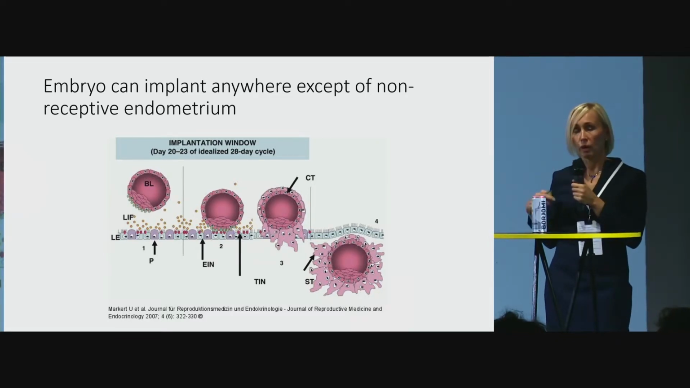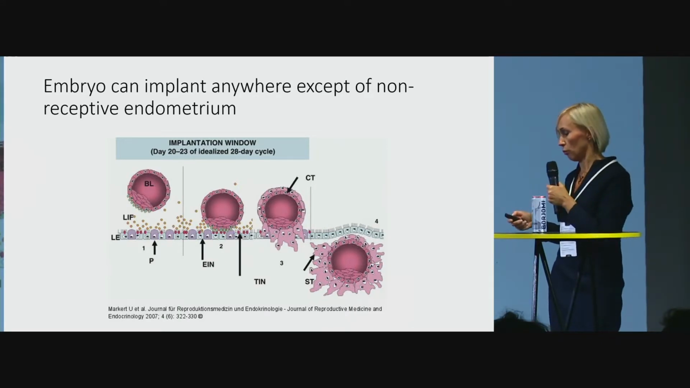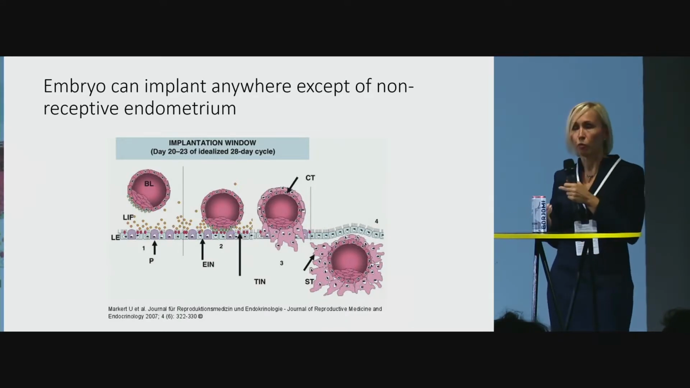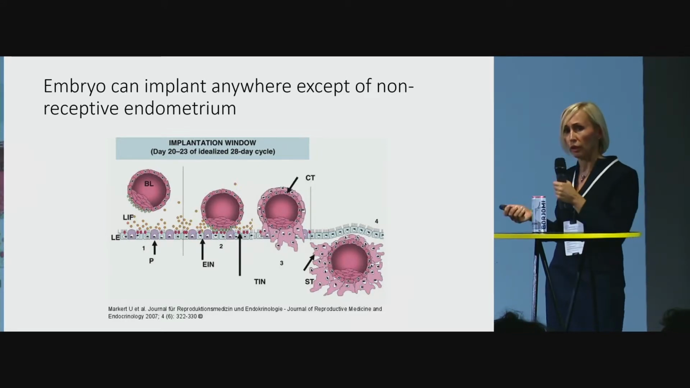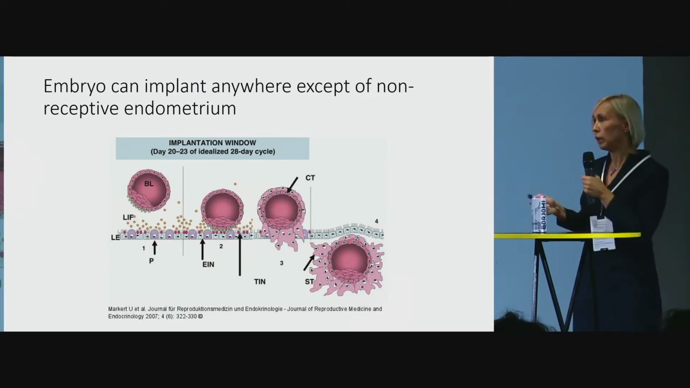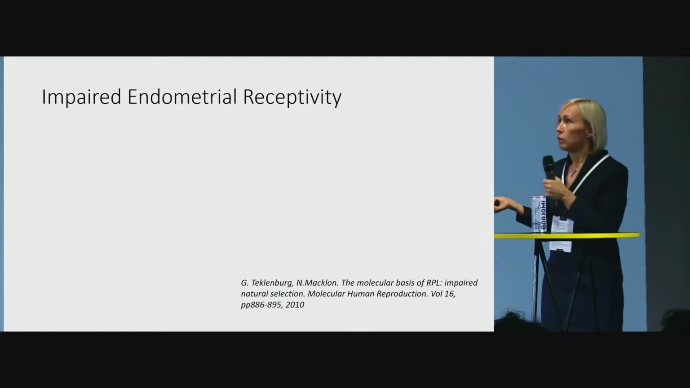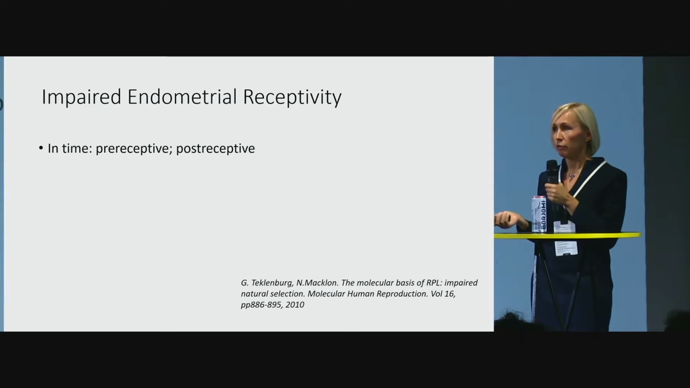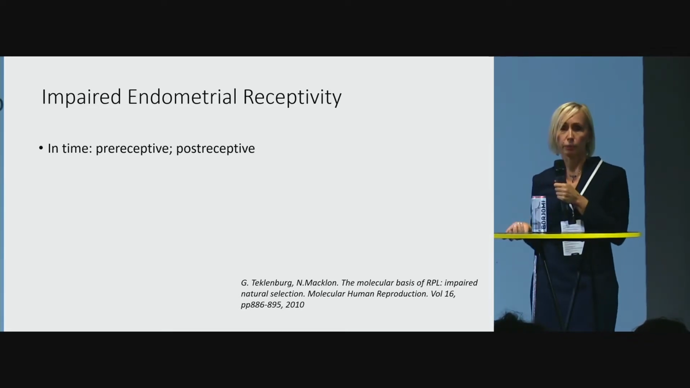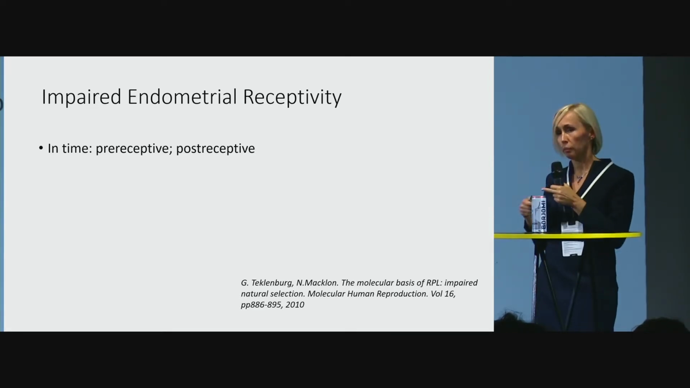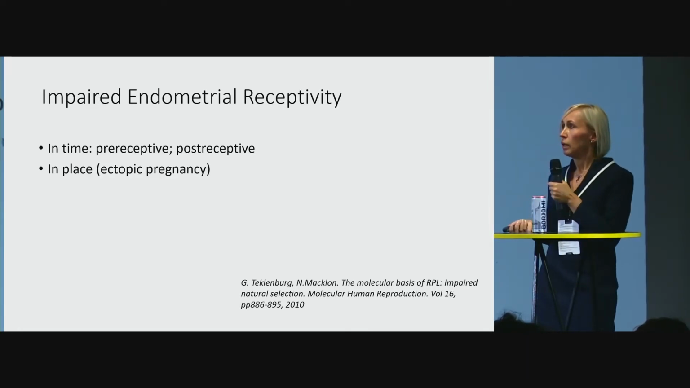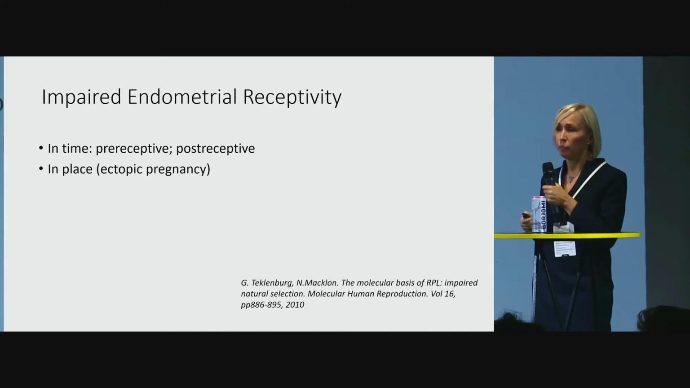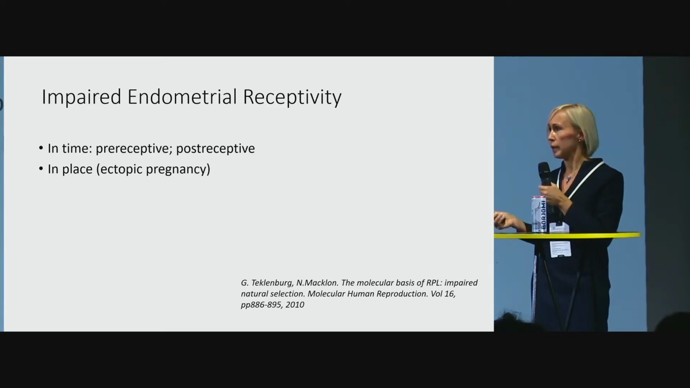Embryo rather implant in this place than in normal endometrium, because nothing forbids implantation in this injured luminal epithelium. So endometrial receptivity can be impaired in different ways. First, it's impaired in time. It can be earlier or later than the normal period. It can be impaired in place. I have already mentioned this.